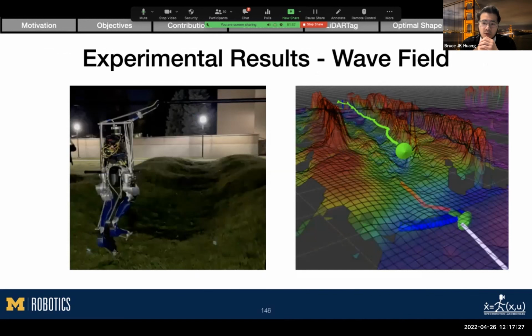So we also took Cassie to undulating terrain, the wave field. We showed this video at the beginning of this talk, so we will not show it again here.